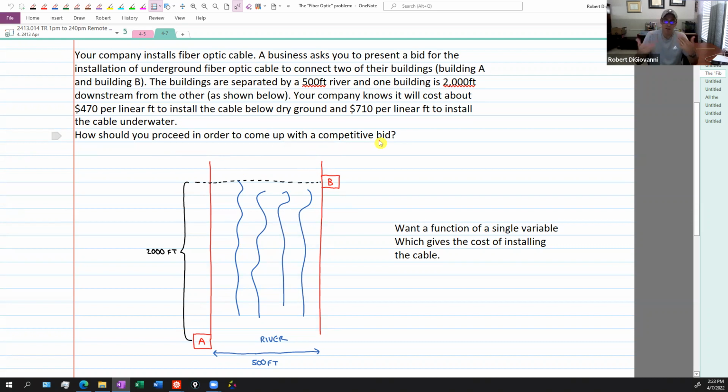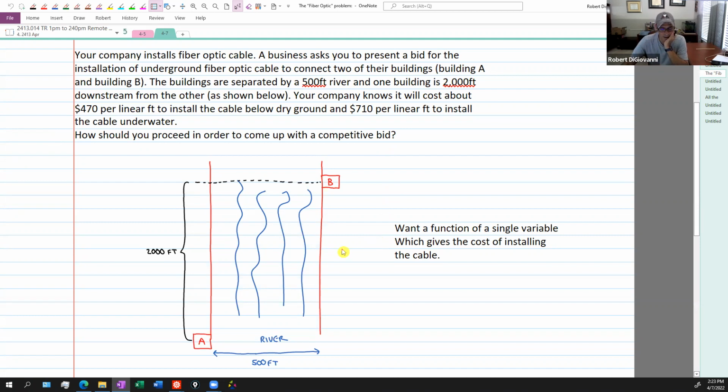So it's like your company knows how much it's going to cost to do this, right? So let's say we are the company who wants to do this job. So we have to propose a bid to the people who want us to do this, and we want our bid to be competitive, right? So what I wanted you to do, and no one did it. It's okay. If you did submit it, I don't remember seeing it. Okay.